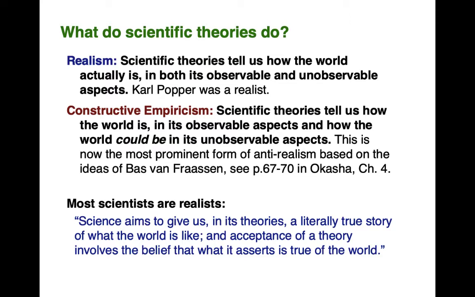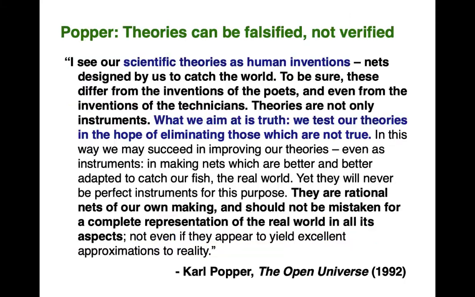Most scientists, modern scientists, are realists. Science aims to give us, in its theories, a literally true story of what the world is like, and acceptance of a theory involves the belief that what it asserts is true of the world. Here's Karl Popper. You'll recall he thinks theories can be falsified, but not verified.